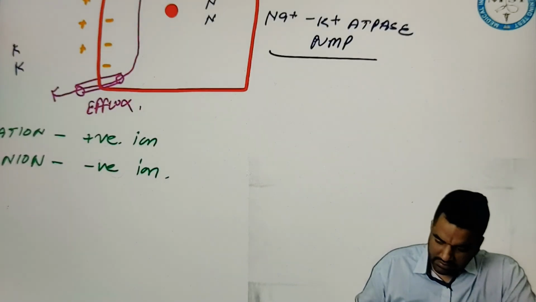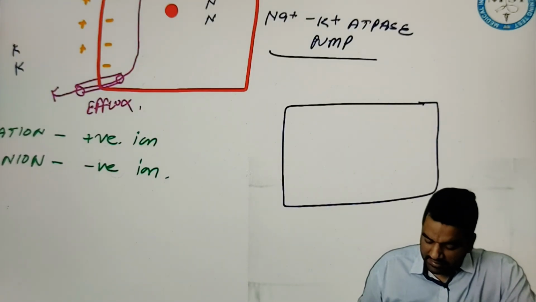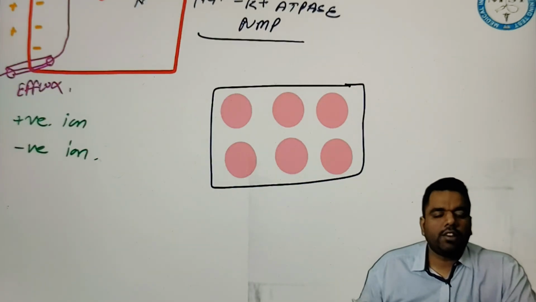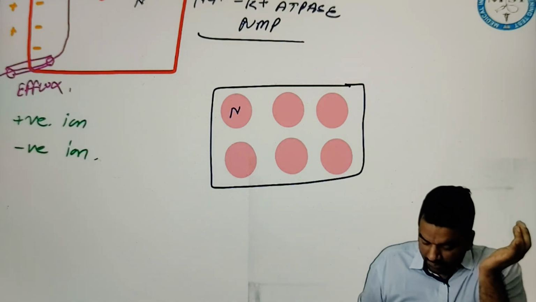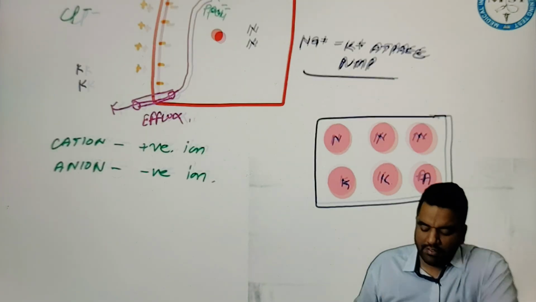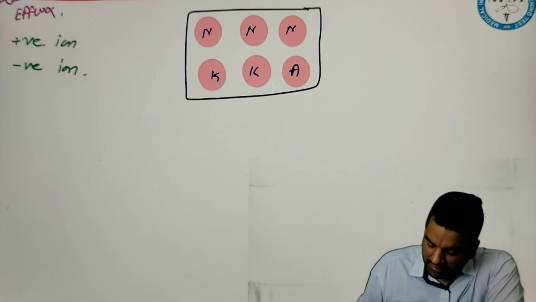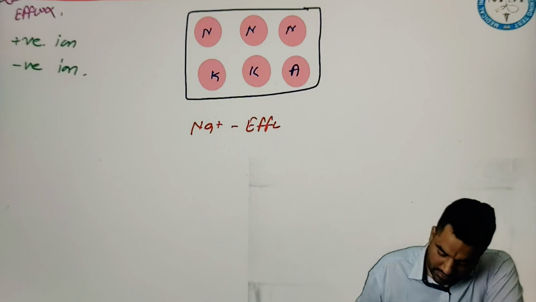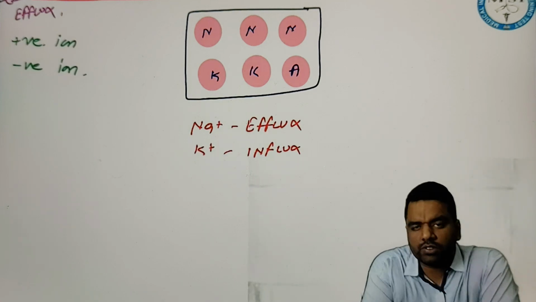And remember now guys, what happens? This pump has 6 seats in it. 1, 2, 3, 4, 5, 6. All of these 6 seats are already fixed for the ions. Out of the 6 seats, 3 seats are for sodium, 2 seats for potassium, and 1 seat for ATP. So whenever this pump was activating, what was happening guys? Sodium was moving outside, potassium was moving inside. So sodium was efflux and potassium was influx. How many sodium were moving outside? 3 sodium are moving outside.